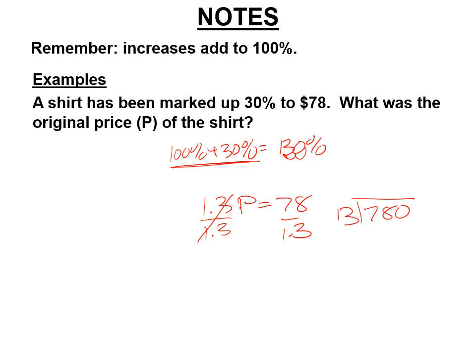13 into 78, let's try 5, it might be 6. 3 times 6 is 18, and yeah, it is. And bring down the 0. Oh, so originally it was $60, right? Then it was marked up 30%, multiplied times 1.3, and then it ended at 78.